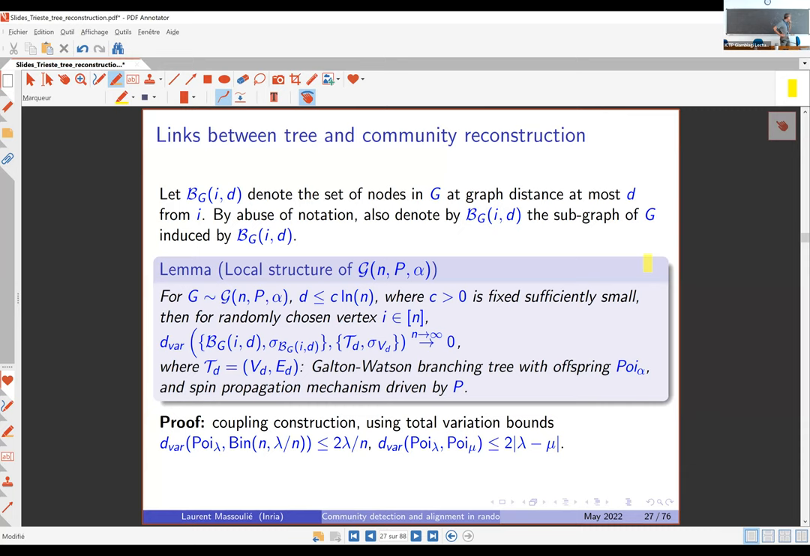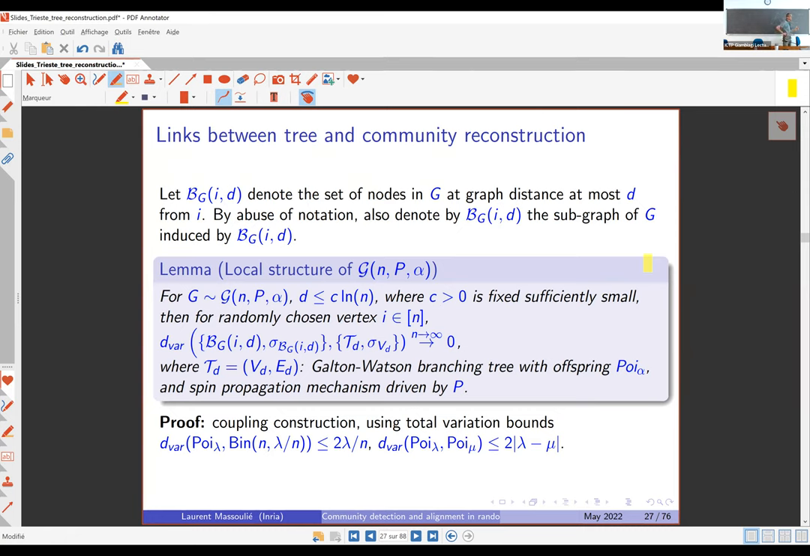So this is a well-known result in the theory of random graphs, that you have this branching structure for the neighborhoods of nodes in a random graph. If you don't look too far from that node, with high probability, you get a tree in this non-dense model where the average degree is not too large. It's order one here. So you get a tree, and for the stochastic block model, you get a branching tree, up to vanishing errors for distance in variation.